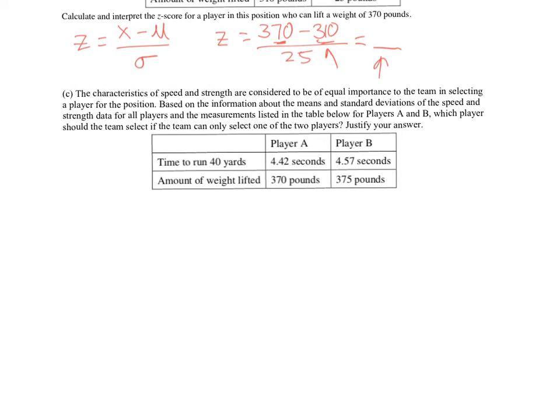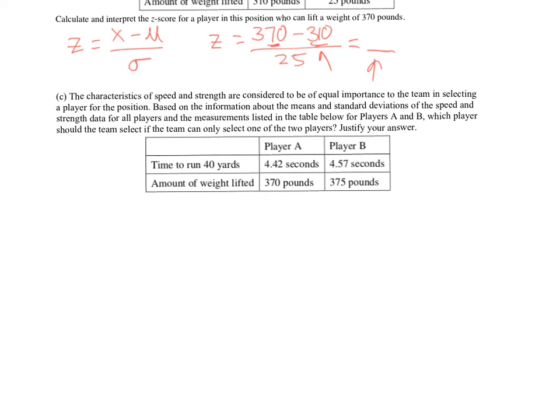Now, part C, what they want you to do is they give you 2 players, they give you some values, and they want you to decide which is the better player. And what this is really driving at is using a standardized score. Even if we don't do anything with probability or our standard normal table, a z-score itself is valuable because it standardizes what you're comparing. So what I would do here is take player A and player B and find their z-score for their time and find their z-score for their weight for both players.